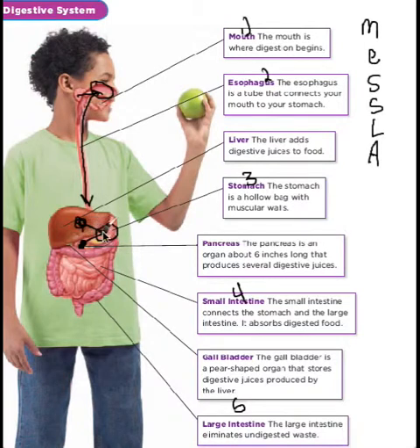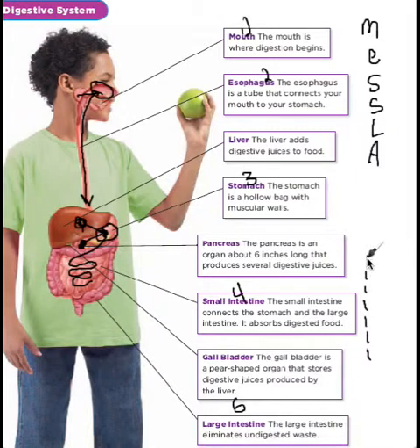The liver, which is right here, and the pancreas both put chemical juices into the stomach and further break down the food into tiny, tiny little pieces. The pieces are so tiny, in fact, they can actually fit through the walls of our cells. We'll talk a little bit more about that later. From the stomach, it then goes into the small intestine, which is right here.